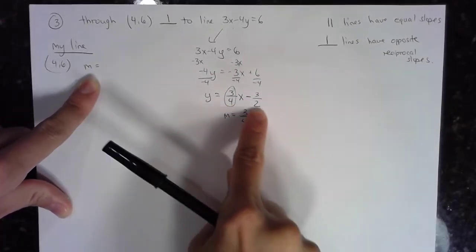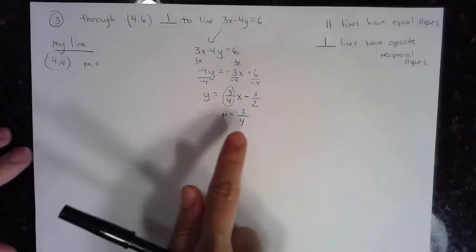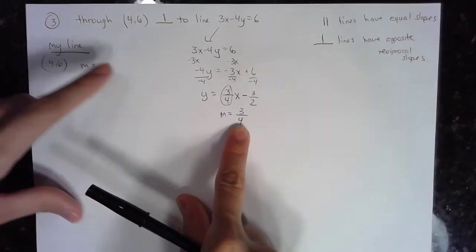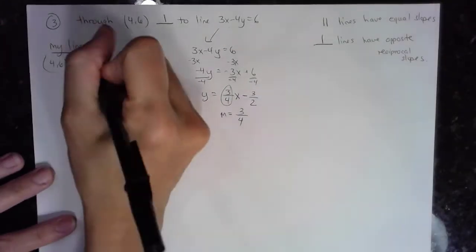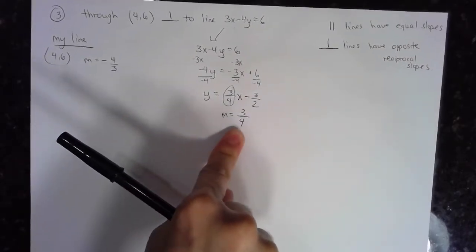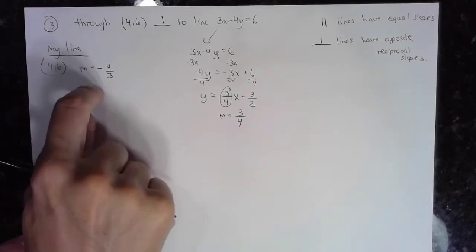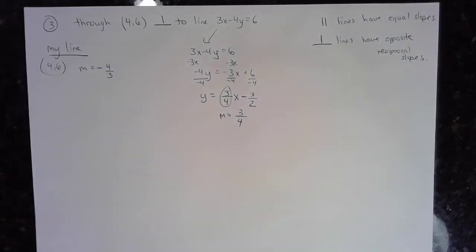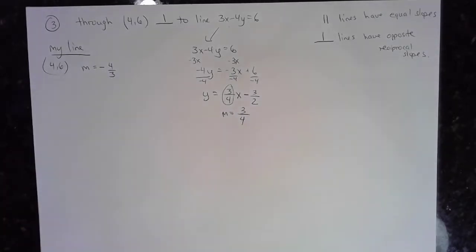So if I'm perpendicular to this, then the slope is the opposite reciprocal. If it's the opposite, if this is positive, then my slope is negative. And if it's the reciprocal, that means just flip the fraction. So if this line has a slope of 3/4, I'm going to flip it and make it the opposite sign to get the slope of my line because I'm perpendicular. Opposite reciprocals.